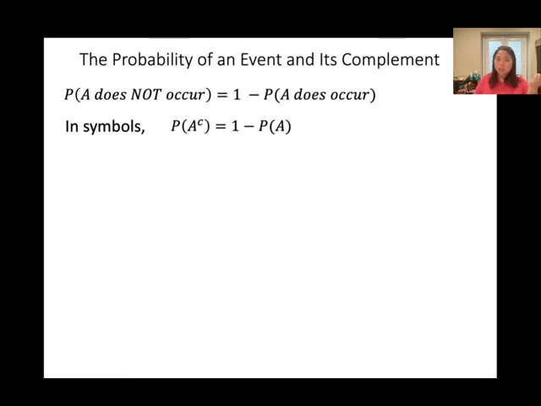Or another way to write it is 1 minus the probability A does occur is equal to the probability A does not occur. So look at this example.